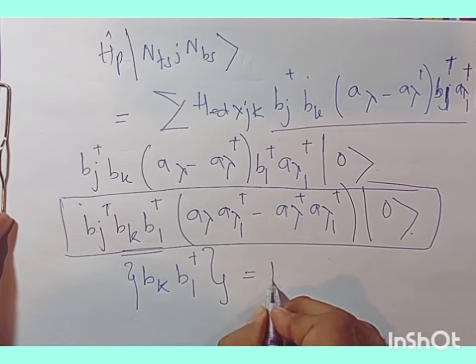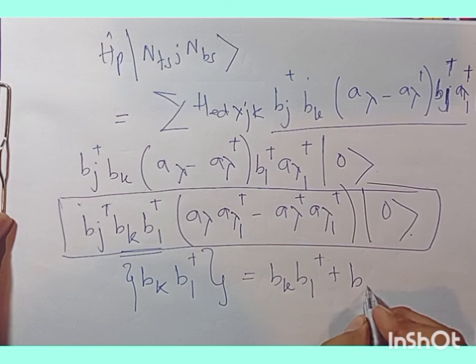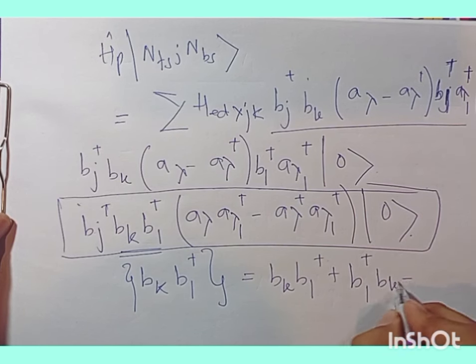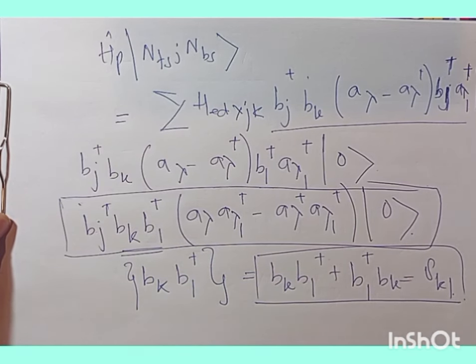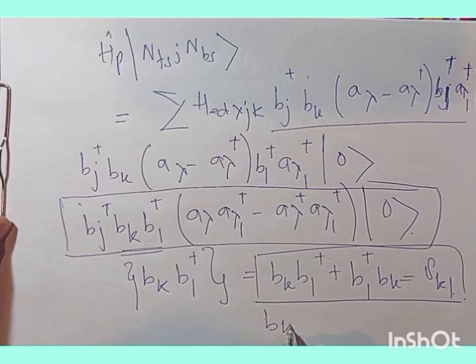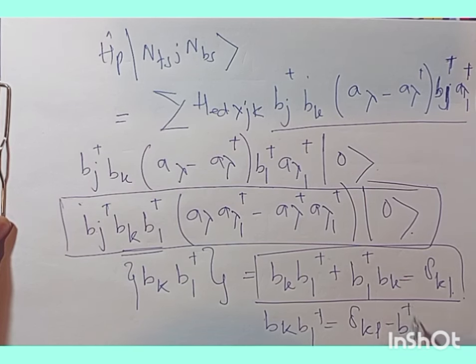So here I can have the anti-commutation relation BK B1 dagger plus B1 dagger BK equals delta K1. This delta K1 is the Kronecker delta function. So BK B1 dagger will be delta K1 minus B1 dagger BK. I would like to use this result in this equation, that's in the box. So let me proceed from there. How would it look?